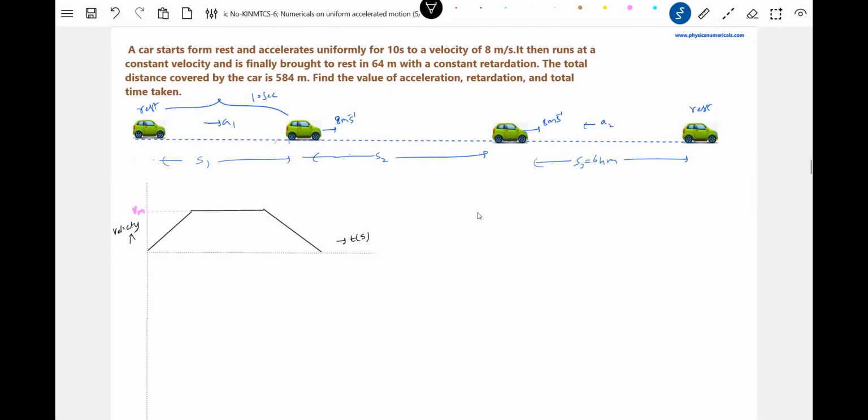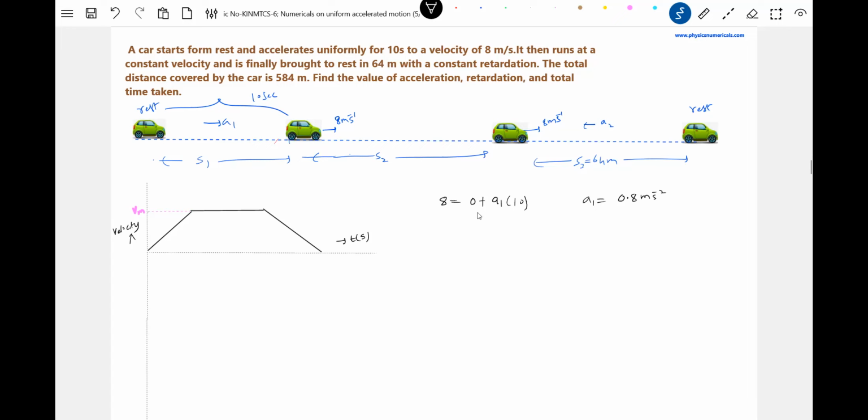Look at this part. It was at rest, gets accelerated for 10 seconds, and acquires a velocity. So shall we write equations of motion for this? What is the formula? 8 is equal to 0 plus acceleration A1 into 10. So what is A1? A1 equal to 0.8 meter per second square.